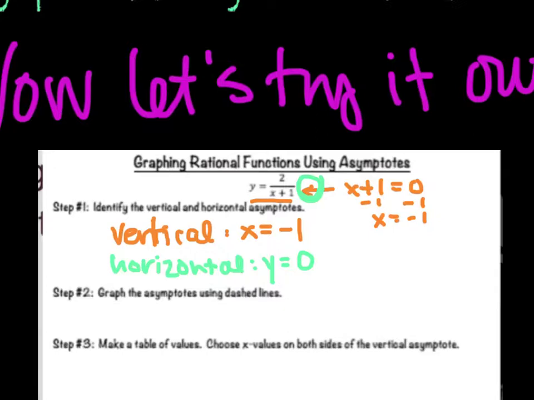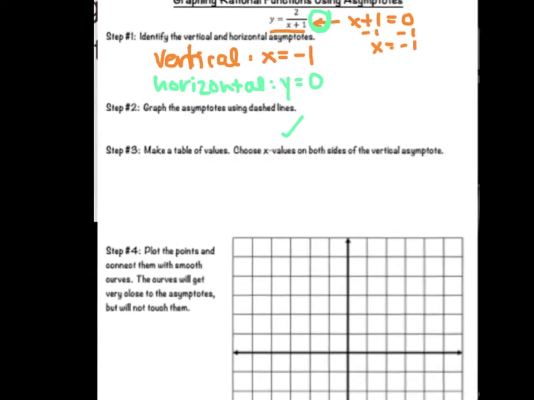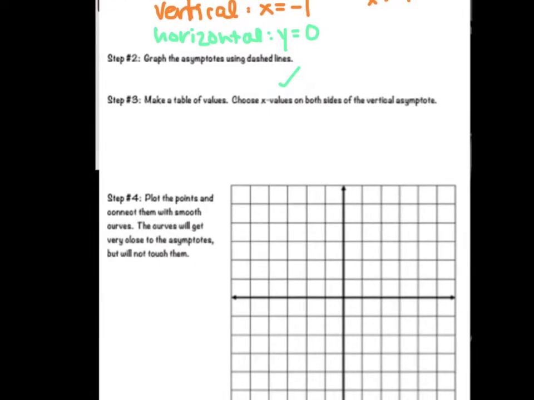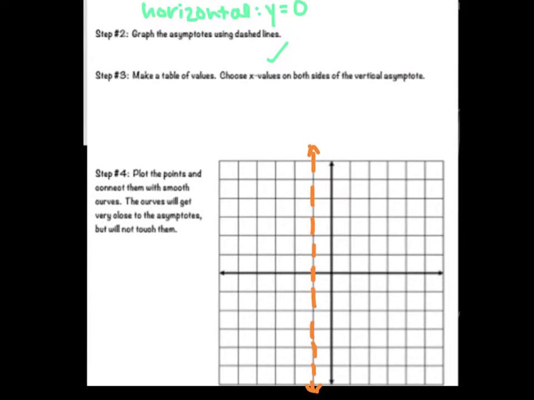We're going to have a horizontal line. So now we need to graph these using dashed lines, and I'm going to put a check mark there to show that we're going to do that right now. So our vertical asymptote, I'm going to graph at x is equal to negative 1, so we're going to do a dashed line at x is equal to negative 1. So we'll finish this up by moving things down, so just a dashed line. And then after that we're going to make a horizontal line at y is equal to 0. So here is a horizontal line at y is equal to 0. So there's our 2 asymptotes.